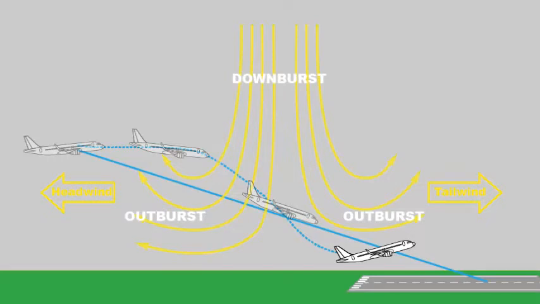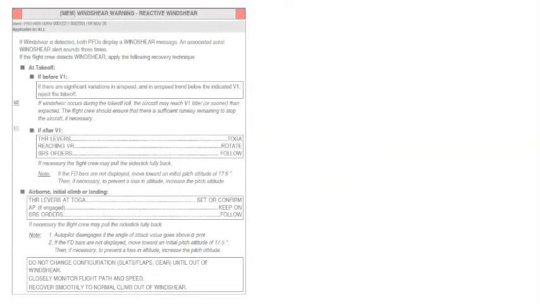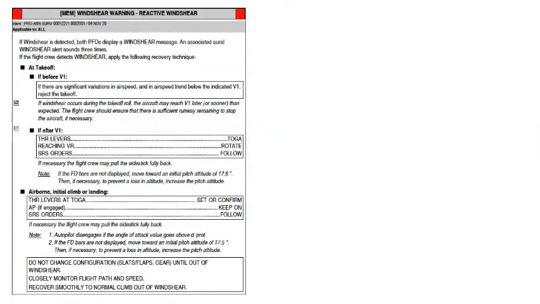A microburst is a serious threat to flight because of its direct and aggressive impact on the aircraft airspeed, altitude, angle of attack and thus lift capability. The wind shear warning memory items checklist says, if wind shear is detected, both primary flight displays, PFDs, display a wind shear message. An associated oral wind shear alert sounds 3 times.